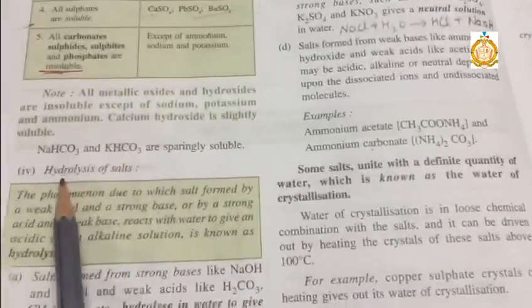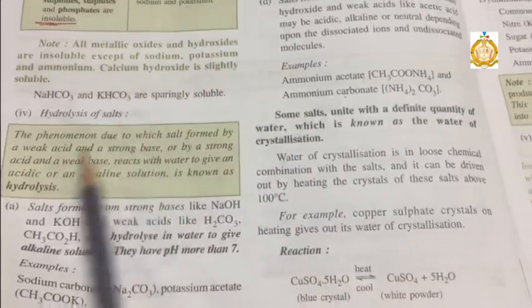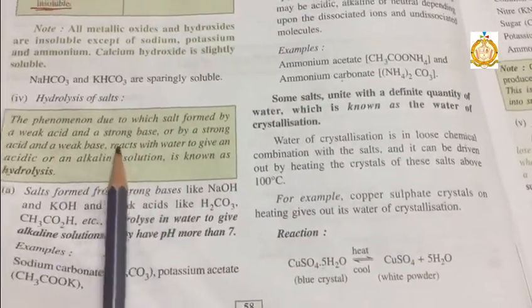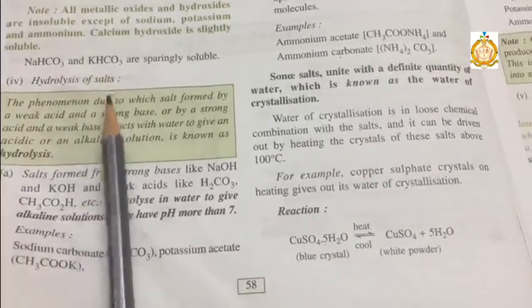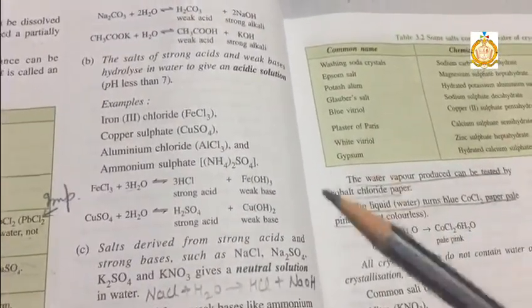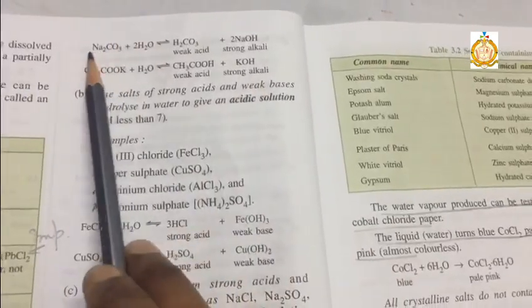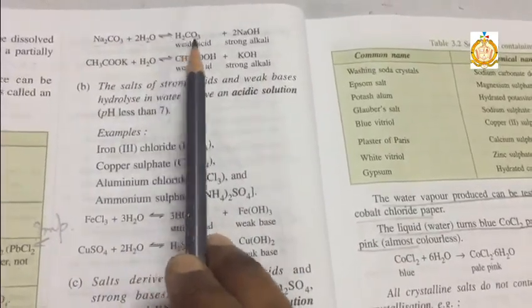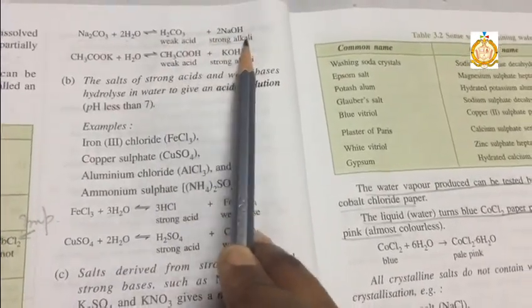Next, hydrolysis of salts. When salts are dissolved in water, hydrolysis means dissolved in water, then they give weak acid, strong alkali, or strong acid, weak alkali, or strong alkali, strong acid. So let's learn. Sodium carbonate, when dissolved in water, gives carbonic acid and sodium hydroxide. This is a weak acid, strong alkali.